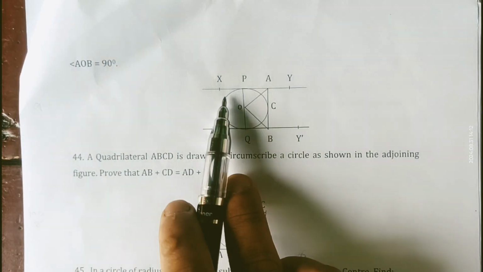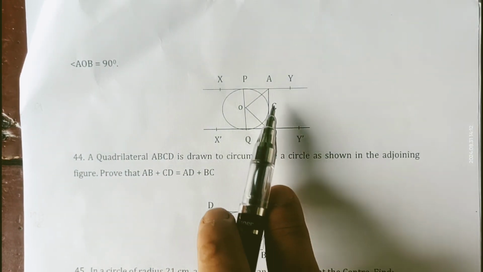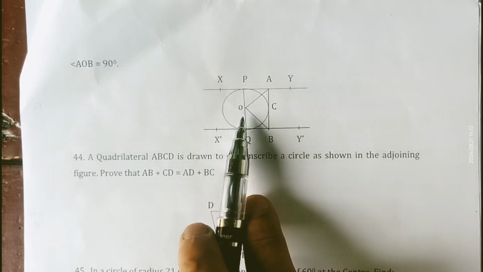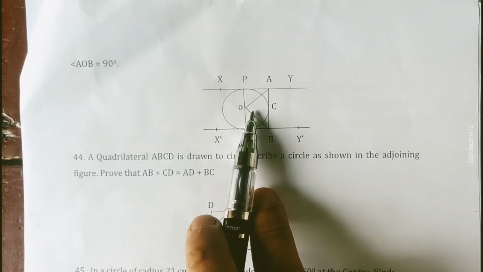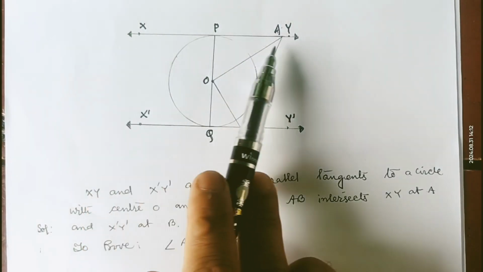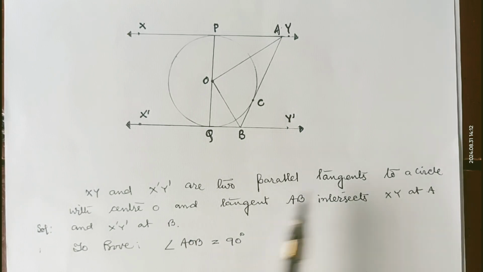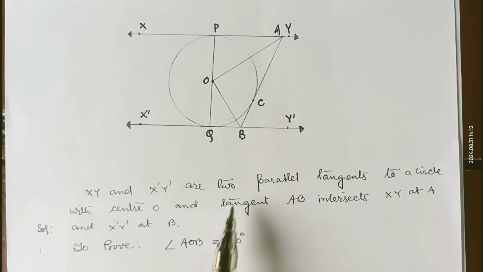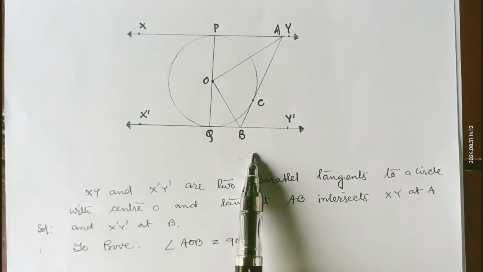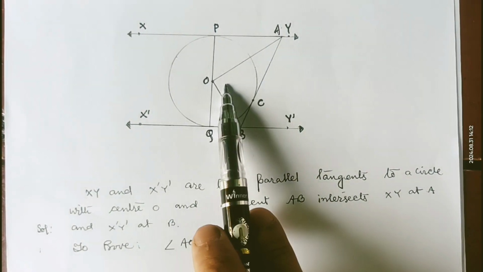So in this figure, XY and X'Y' are two parallel tangents. AB is another tangent. We have to show angle AOB, this angle, is 90 degrees. Here we can write: XY and X'Y' are two parallel tangents to a circle with center O, and tangent AB intersects at A and B. We have to show that angle AOB equals 90 degrees.